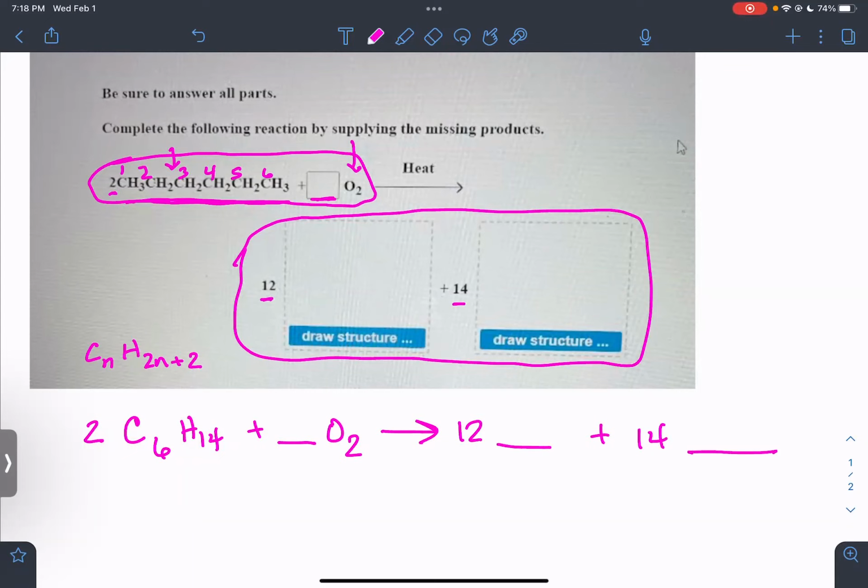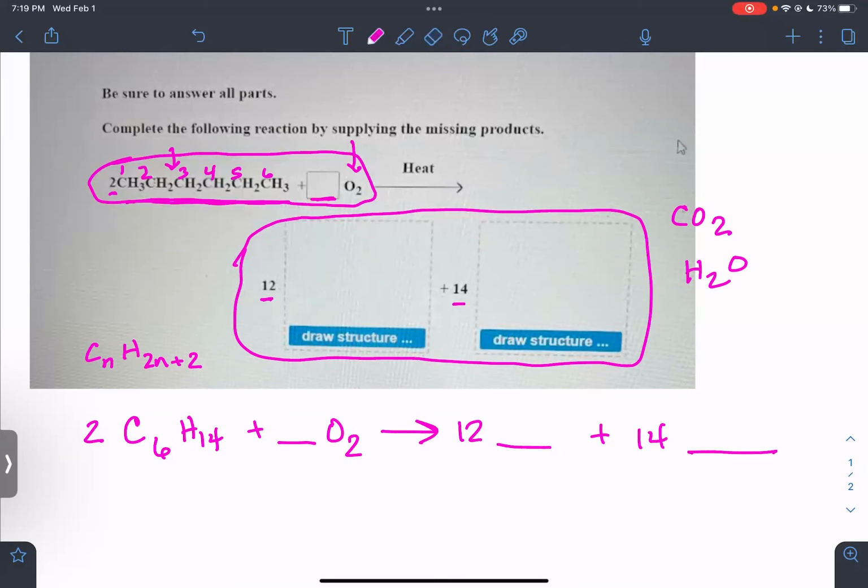Okay, so what are those somethings? Well, this is combustion. So there are only two types of combustion, complete combustion and incomplete combustion. If it's complete combustion, we're going to make CO2 and we're going to make water. So one of those two is going to be CO2. The other is going to be water. Now we don't know which one goes where yet, so we got to figure that out. If it were incomplete combustion, they would have to say it was incomplete and you would be making carbon monoxide, but it's not. It is complete combustion.